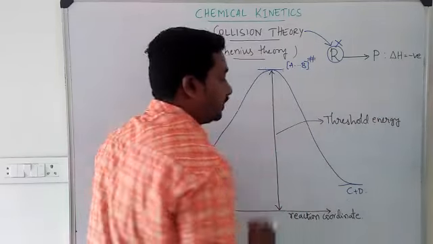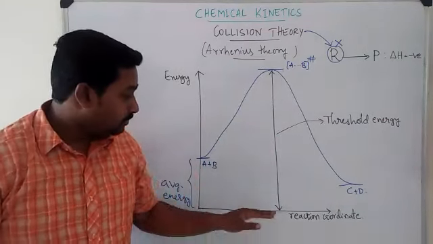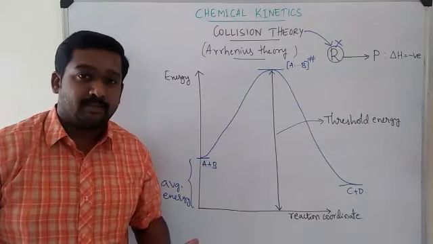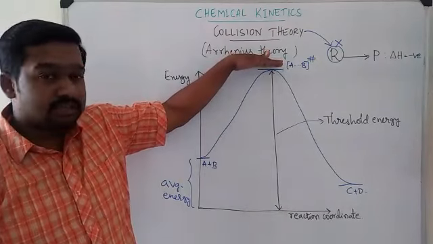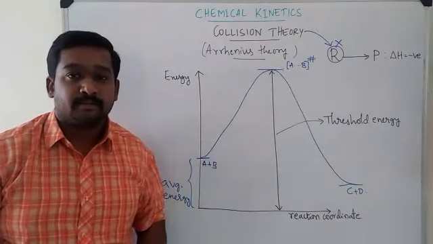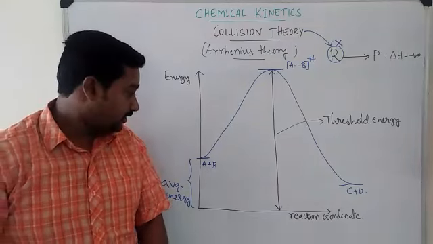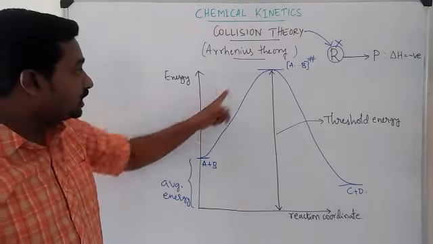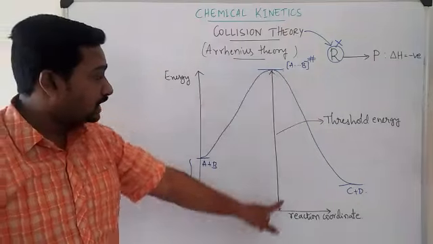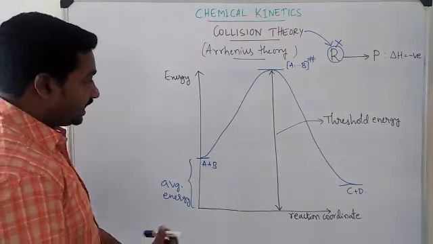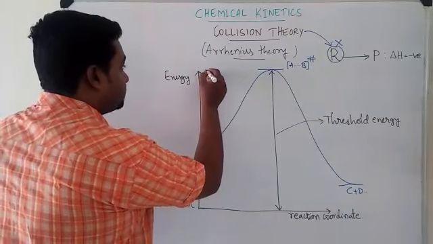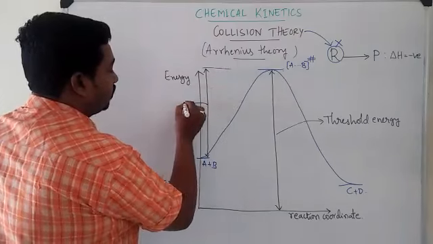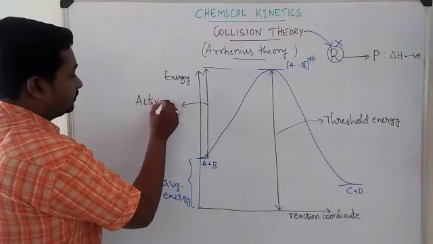Threshold energy. What is this now? The minimum energy that reactant molecules should possess in order to form activated complex and decompose into products. That is threshold energy. But reactants already have got some energy. We need to supply some extra energy to reach this. We need not have this total energy supplied to reactants. So that extra energy that is being supplied to reactants to reach activated complex is called activation energy.